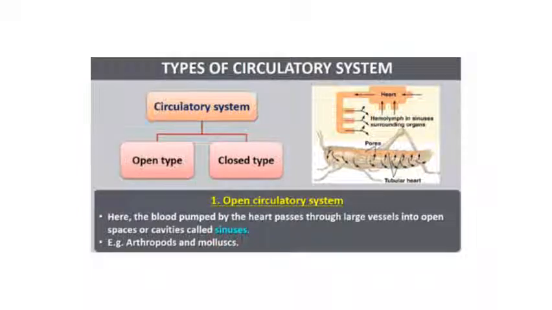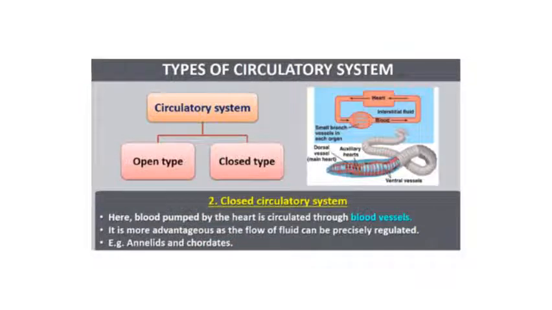Then let us understand what is closed circulation. So a closed circulatory system is where blood pumped by the heart is circulated through blood vessels. It is more advantageous as the flow of fluid can be very well regulated. It can be very precisely regulated. We can see this circulation in annelids and chordates.